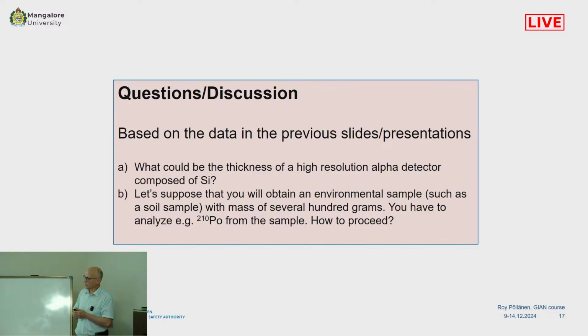Because the range of alphas is very short in samples, what about this question? Let's suppose that you obtain an environmental sample, such as a soil sample, with a mass of 100 grams or so. So you have to analyze polonium-210 from the sample. How to proceed then? I'm sure you can explain this.